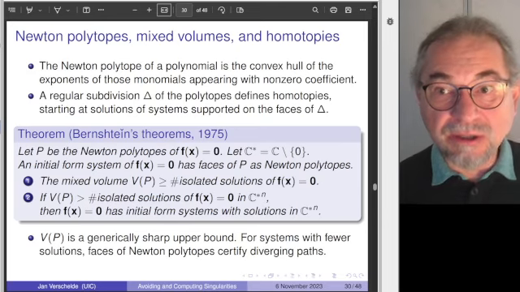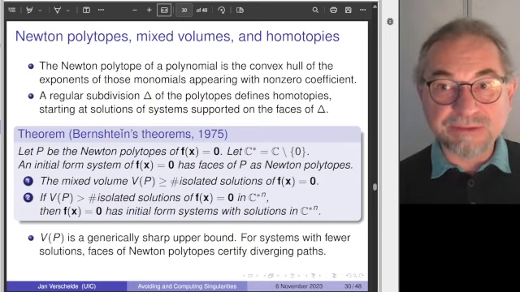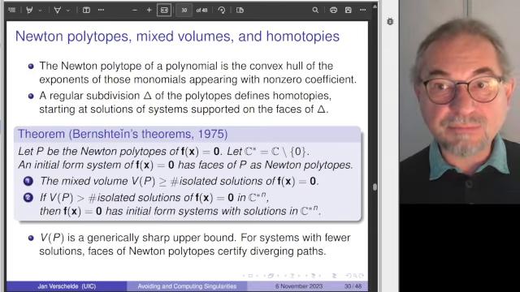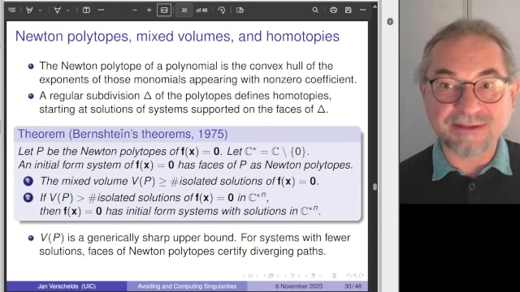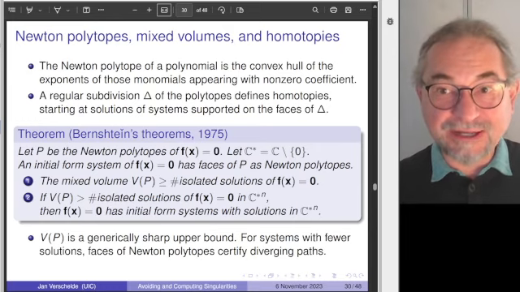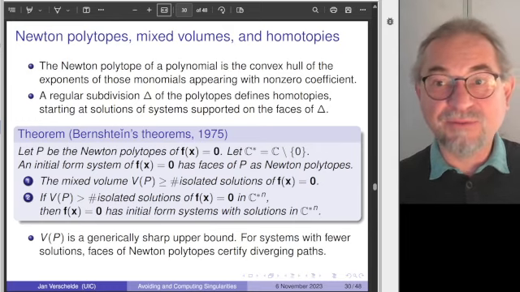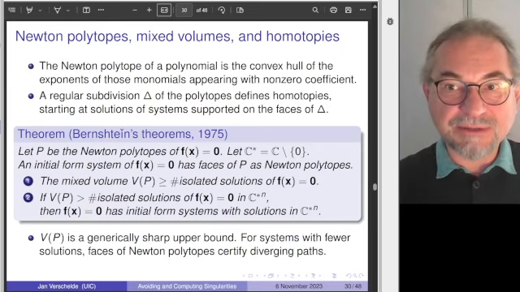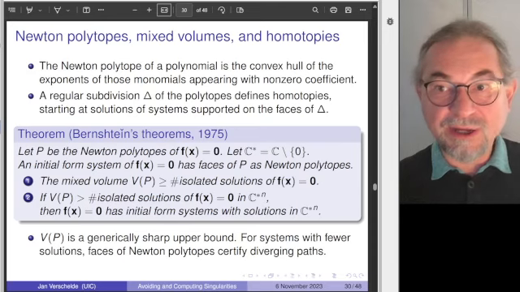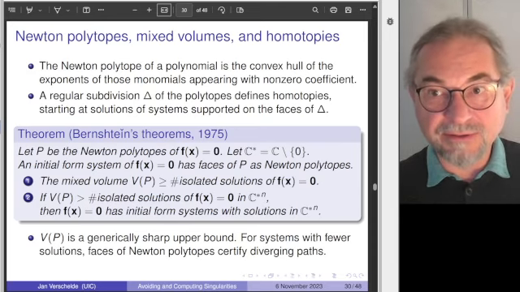Okay, so the takeaway from this slide is that if you have divergence, you will notice it with coordinates of your solution paths getting larger and larger, but you will also notice it if you look at the initial form systems. So there is a way to certify the divergence. So this is important here.